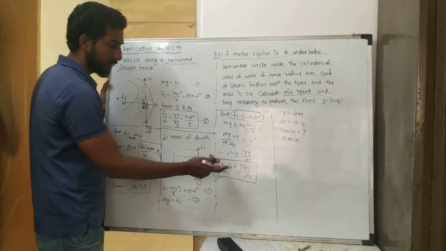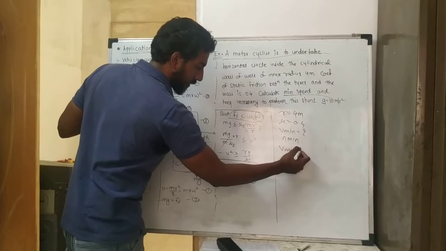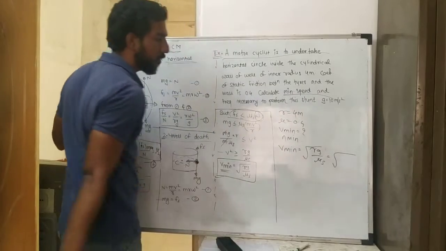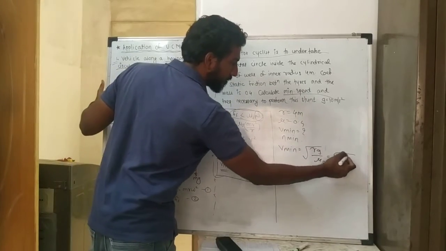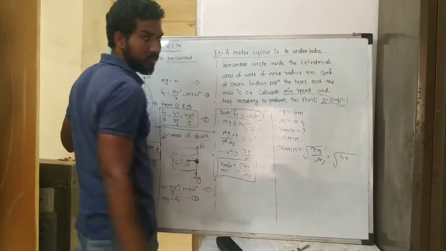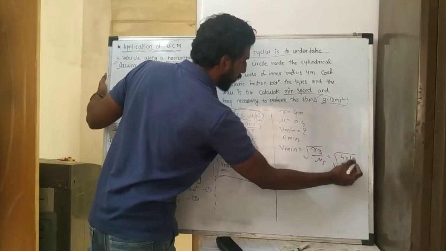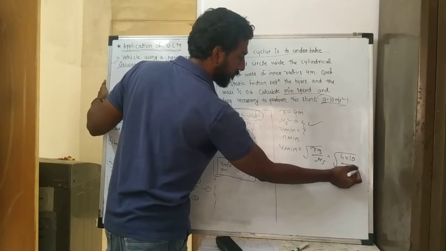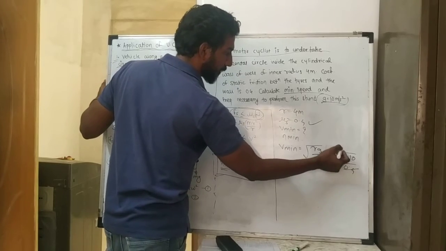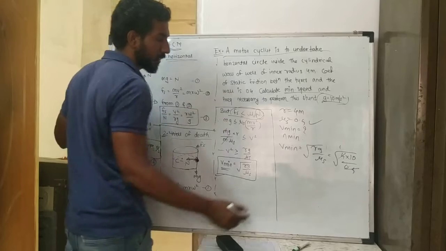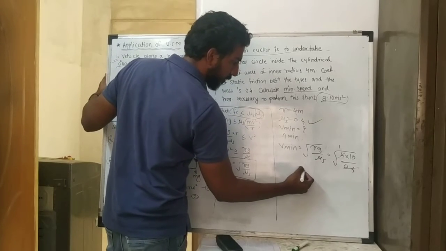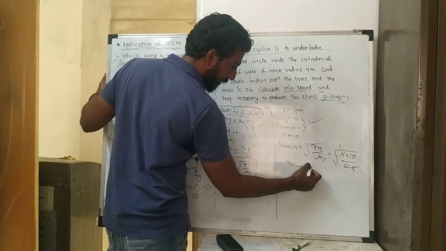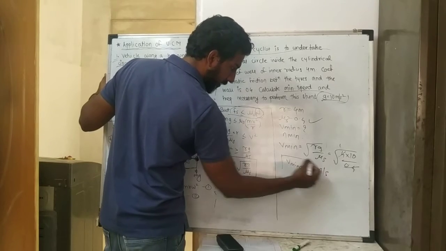Of course the formula is v minimum is equal to under root rg upon mu s. What is the value of r here? It is 4. g we consider as 10, and the value of mu s is 0.4. If we calculate this, under root of that we will have the answer as 10 meter per second.